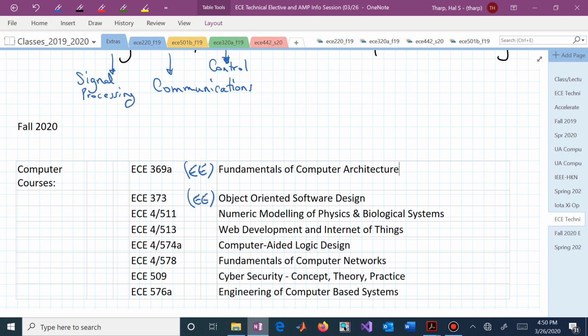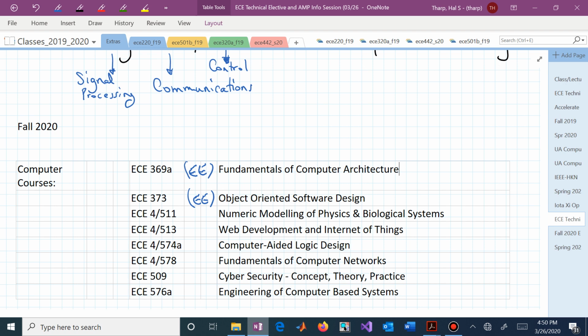474A, I'm just going to say the 400 level version. Computer-aided logic design. If you liked 274A, this is sort of the next step in that progression. Obviously, you're going to be getting it at a much higher level than what you had in 274A, but in terms of performing logical operations in a computer, that's what you're now learning in 475A.